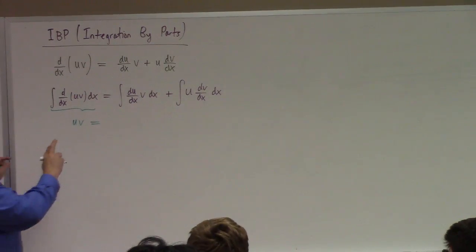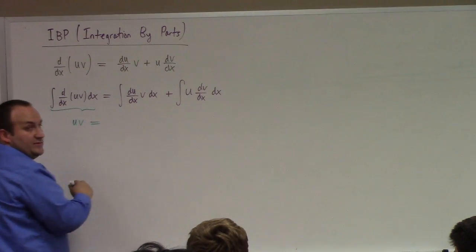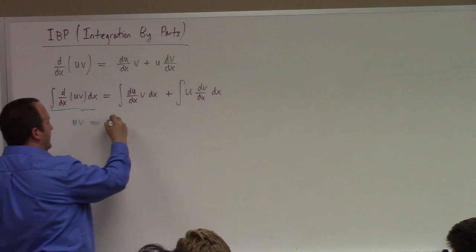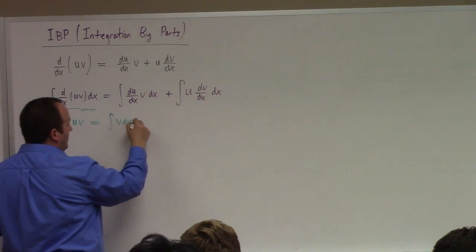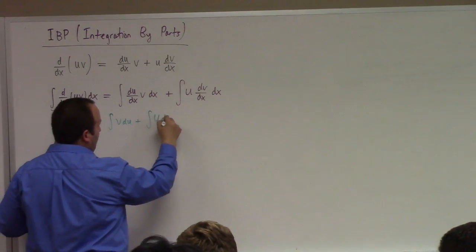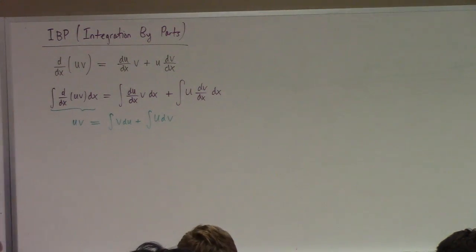Okay, so the dx's cancel here, right? In terms of like a u substitution. And then you have what? You've got like integral of v du plus the integral of u dv, right? Making a u substitution and a v substitution. Well, this is integration by parts.